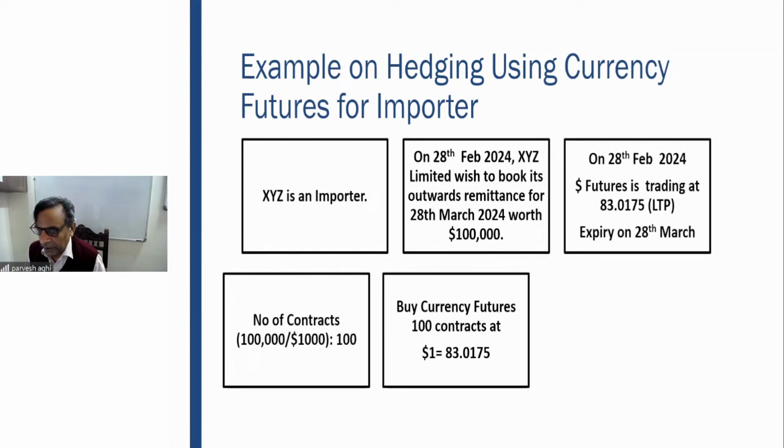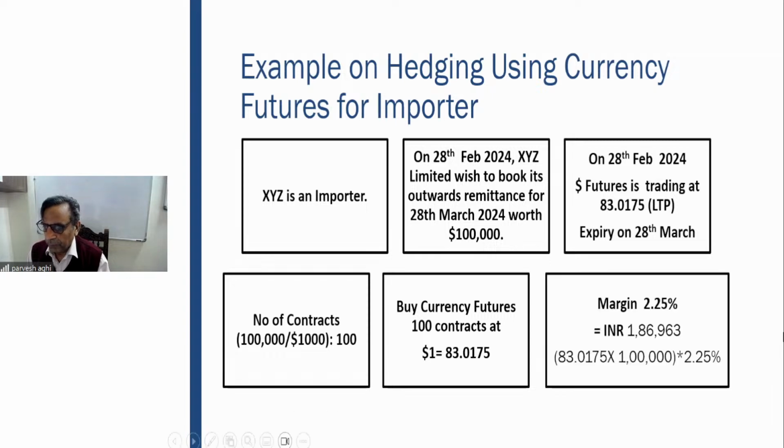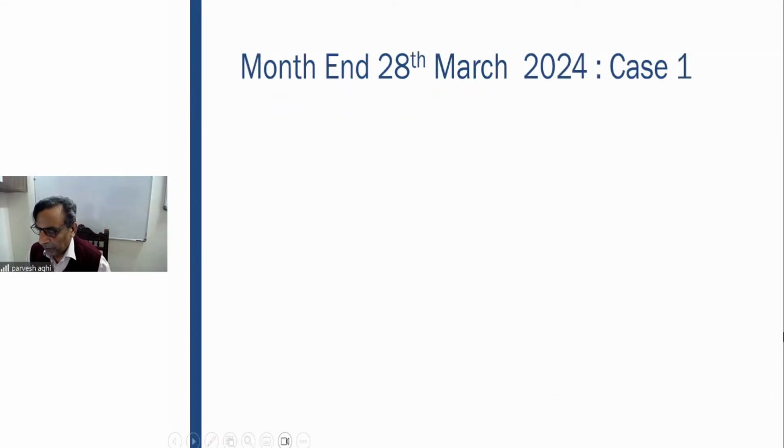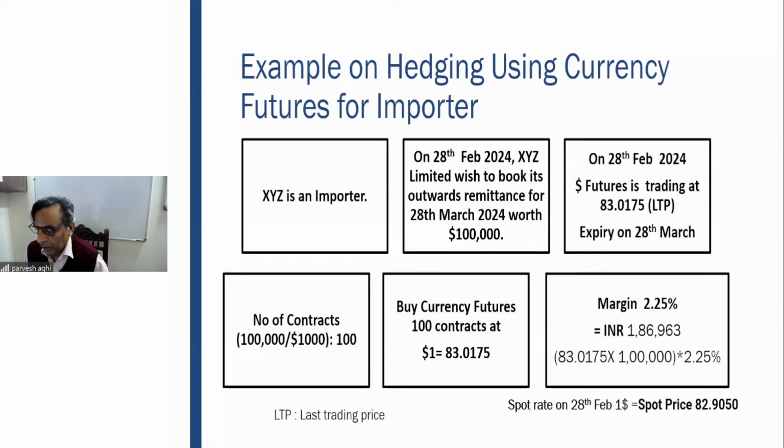Then the second thing he's going to do is pay a margin, which the exchange will tell him at what rate he's going to pay. Okay, so the margin will be 2.25%, which is 86.96. And then the spot price on that day when I was booking the order was 82.90. Okay, so the currency future price will go up slightly. And as we see, in the month of next year, January, the rate was going up to 84, because the dollar is appreciating over the period of 1 year.